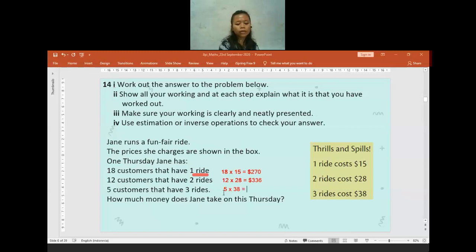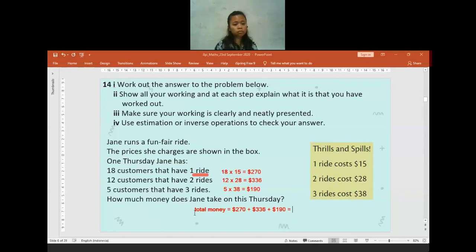And then the last one, we have 5 customers that are using 3 rides. So now we do 5 times 38. It will be equal to $190. So later on for the total cost, for the total money, we just need to add all of them. We add the $270 with the $336 with the last one, $190. How much will it be in total?